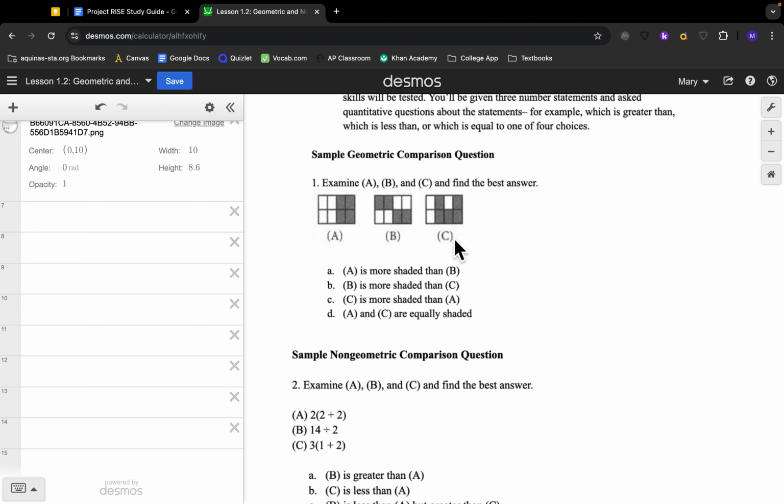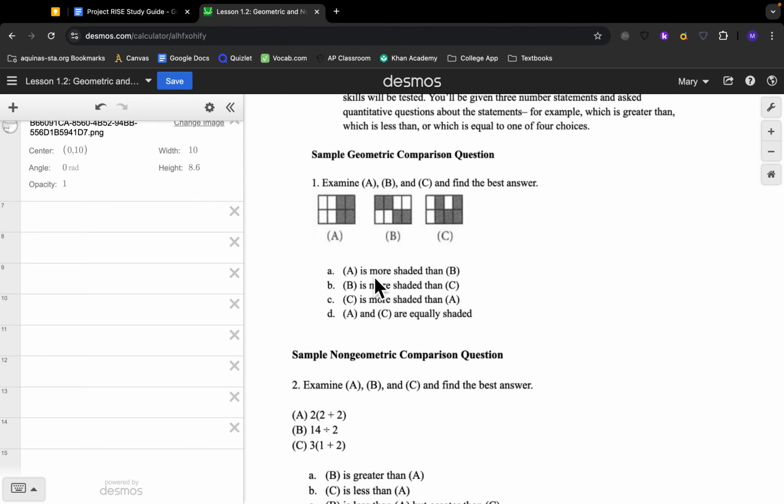And then in figure C, we see 1, 2, 3, 4, 5 of the 8 boxes shaded, which is a little bit more than 1/2. So just looking at the figures, we can see that C is more shaded than figures A and B. So now let's look at our answer choices.